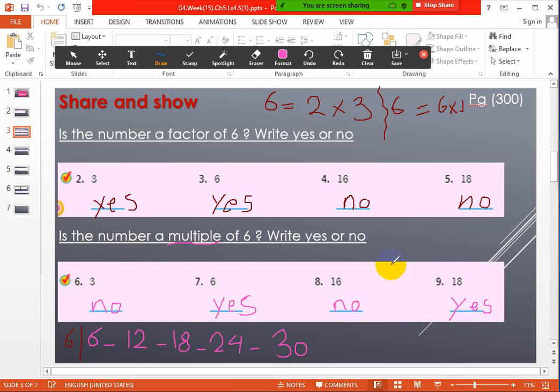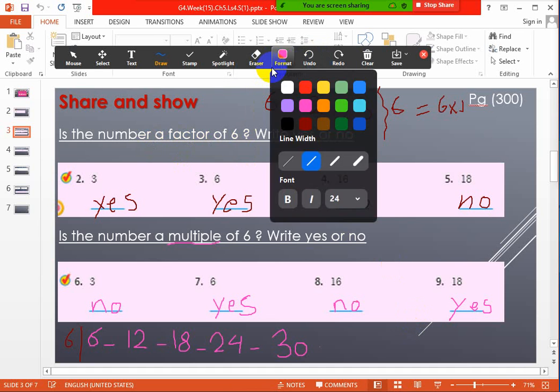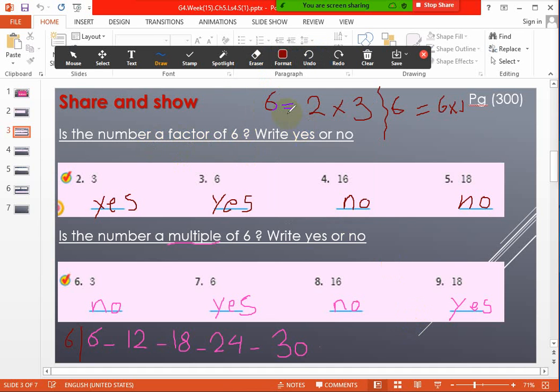If you want to find the factor, girls, you have to write the factors of the number. And according to those factors, you will say yes or no. So the factors of 6 are the numbers that, if I multiply them by each other, give 6. I have 2 multiplied by 3 and 6 multiplied by 1. According to those, I will say yes or no in those questions.